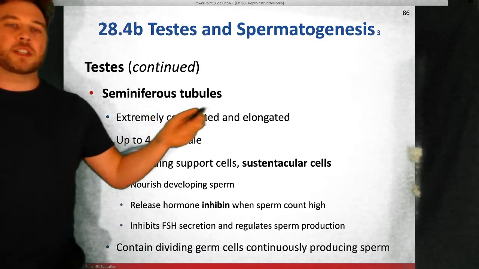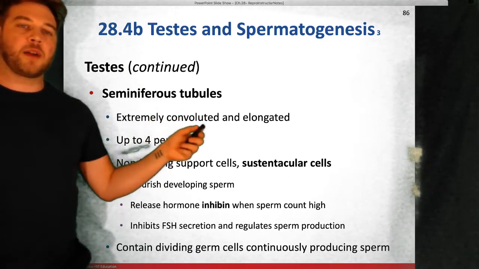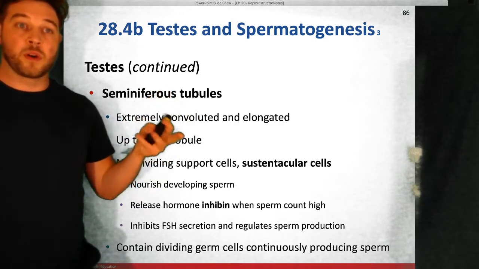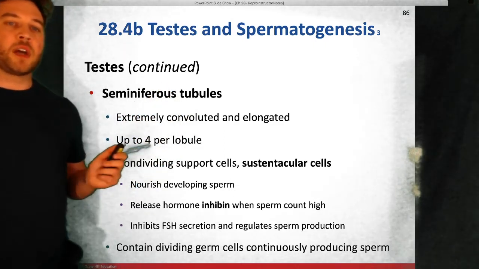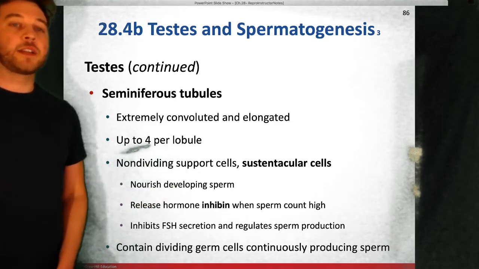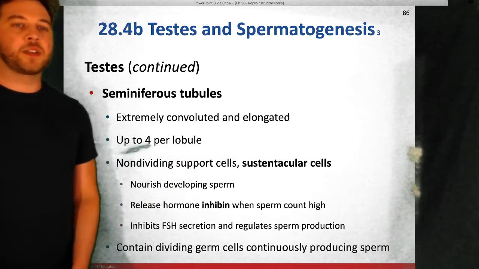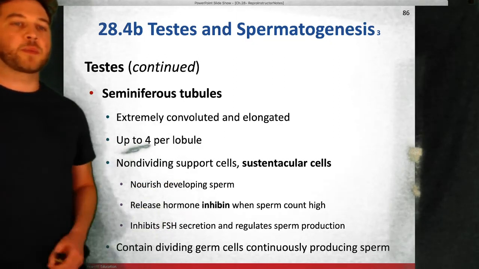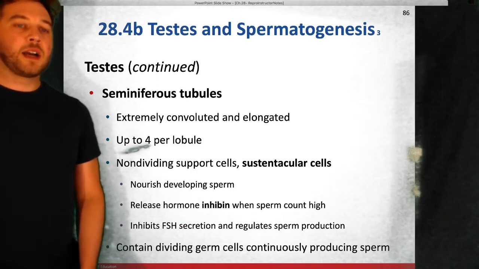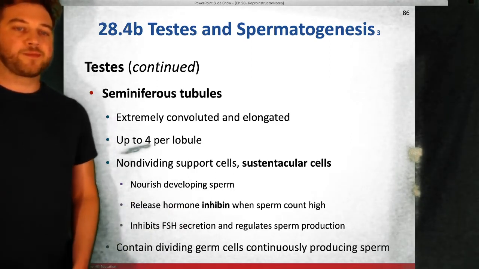Inside the testes are these seminiferous tubules, very convoluted and elongated. That helps them to fit more into one structure. You have up to 4 per lobule. They have non-dividing support cells called sustentacular cells to nourish the developing sperm. They release inhibin when the sperm count gets too high. That inhibits FSH.